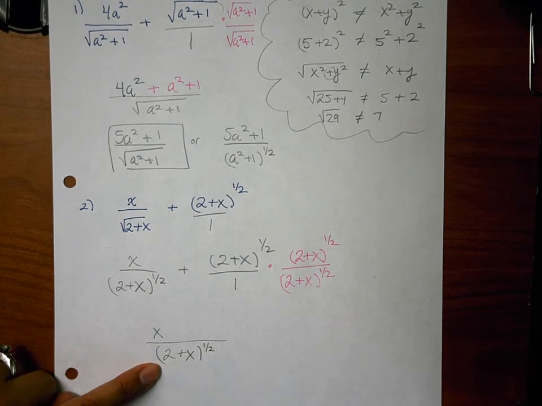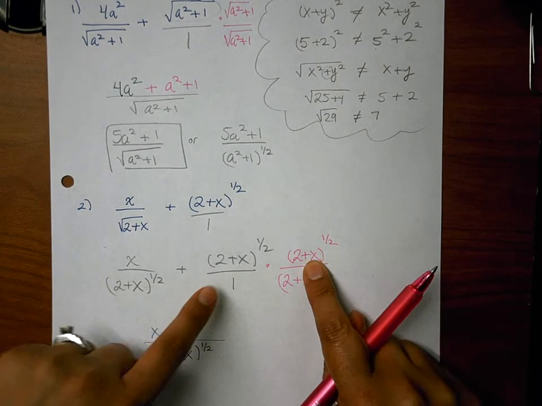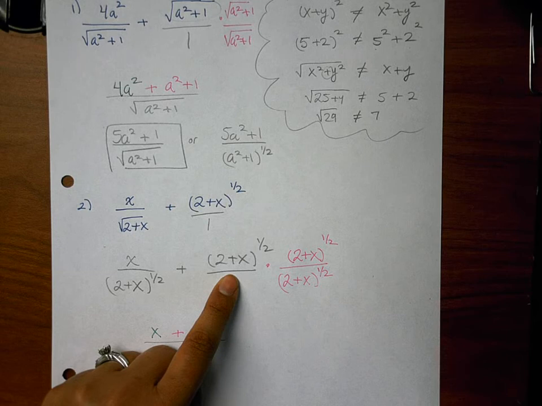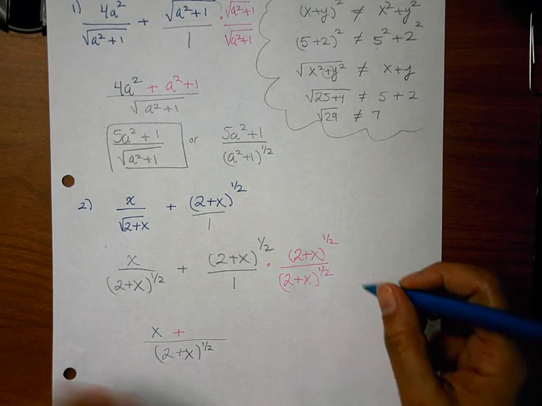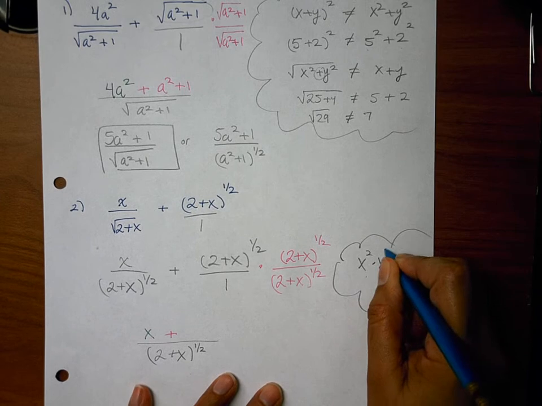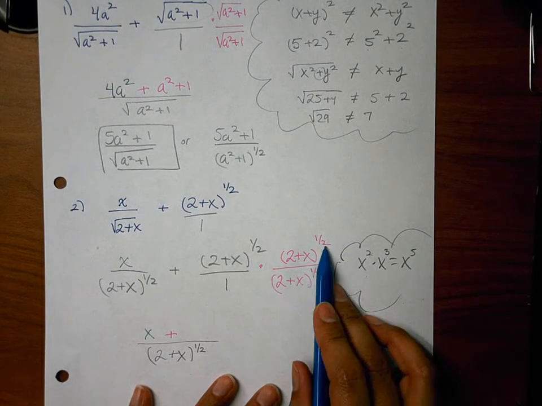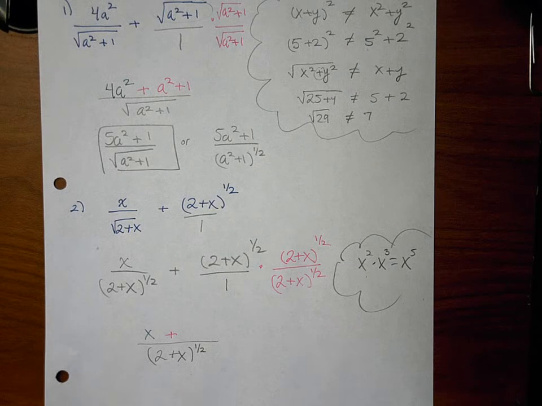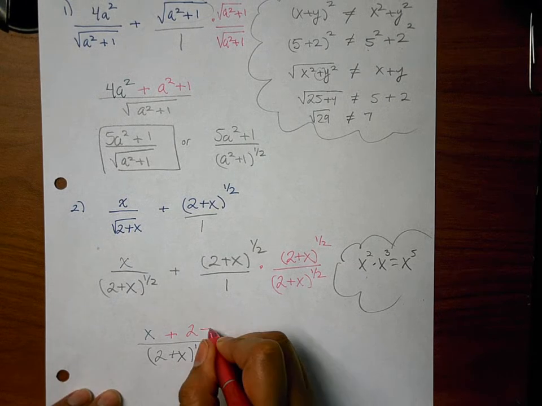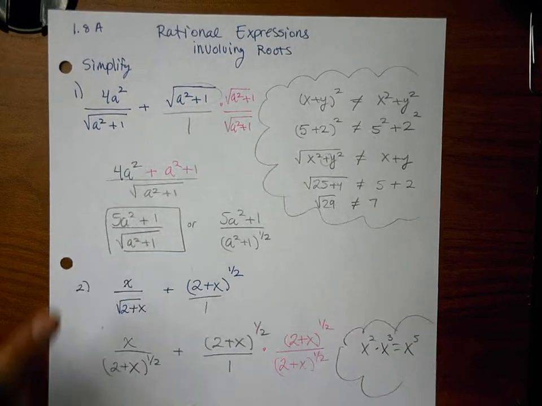1 times that becomes the common denominator, so we can now write it as one fraction. Plus, these two have the same base. Now remember, if they have the same base, what do you do with the exponents? X squared times x cubed is x to the 5th. You add the exponents. 1/2 plus 1/2 is 1. So you're simply left with 2 plus x.